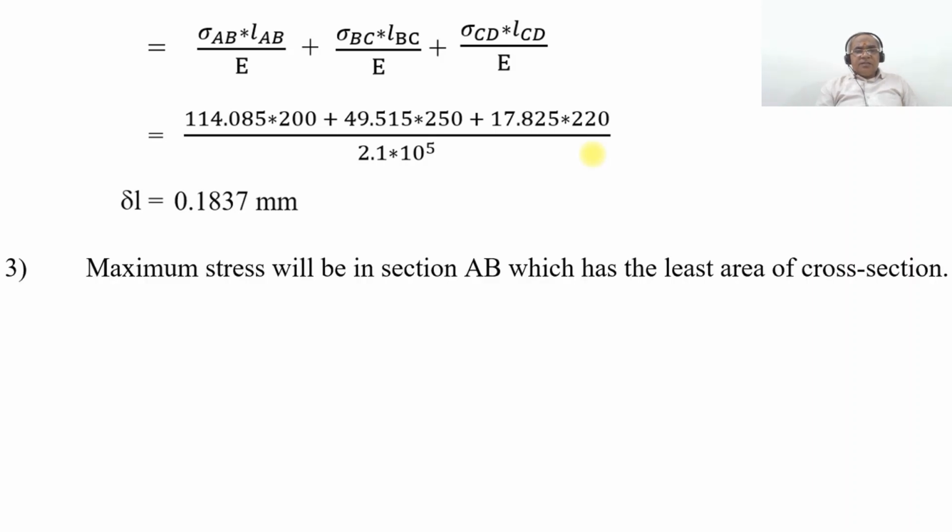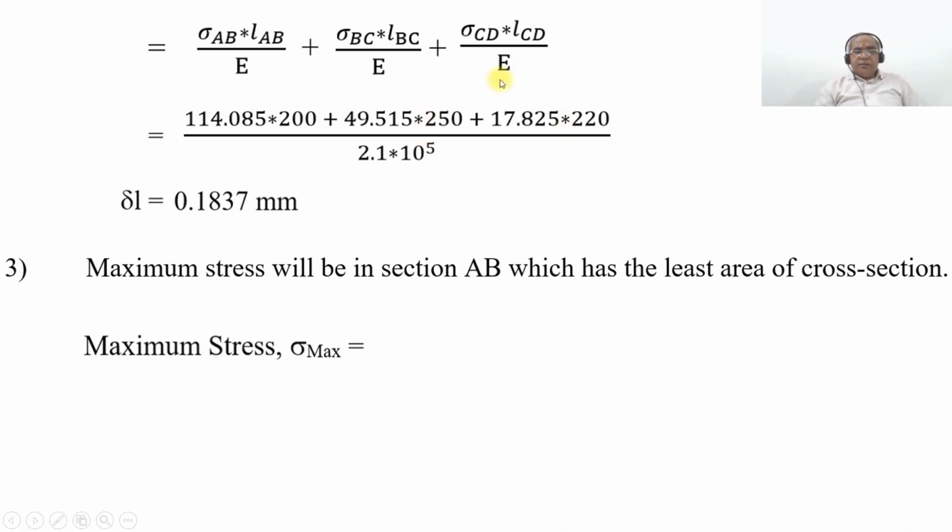Now what will the maximum stress be? The maximum stress will be in the section AB, where you have the least cross-sectional area. So sigma maximum, when you consider sigma AB, sigma BC and sigma CD, the minimum cross-sectional area is in AB, so that is the reason you get the maximum stress there, which is 111.4085, compared with the other two, 49.515 and 17.825.